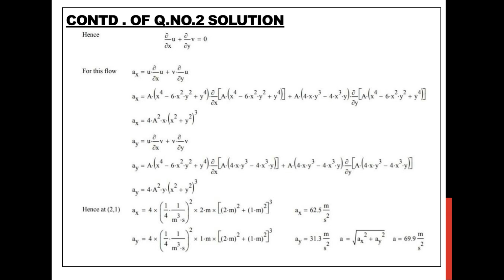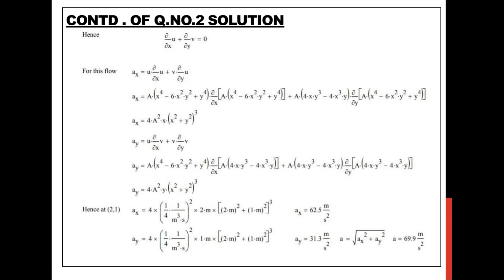Now we have to find acceleration. To find acceleration in the x direction, we know the formula u del u by del x plus v del u by del y. Here the z component is 0. Now putting the values of u and v, we get ax equal to 4a square x times x square plus y square all to the power 3.